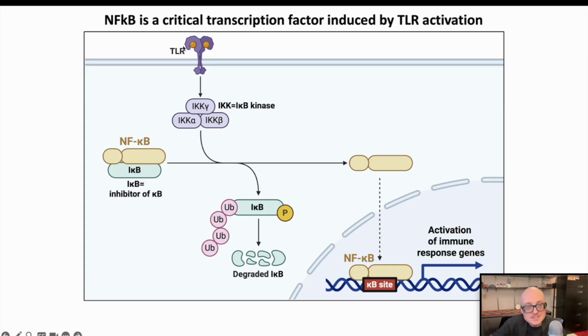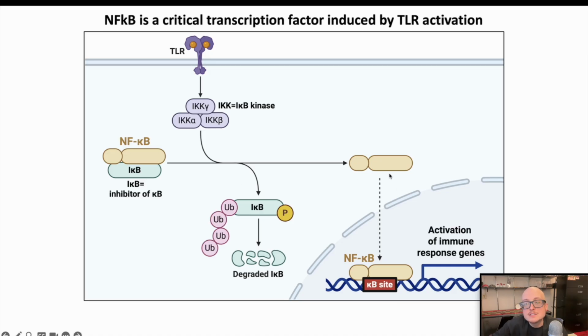However, when we activate a TLR and then we activate IKK, IKK is going to phosphorylate I-kappa-B. That phosphorylation renders it susceptible to ubiquitination, which is going to cause it to be degraded by the proteasome system. So phosphorylated I-kappa-B is degraded, and now this liberates NF-κB, which is no longer bound to its inhibitor.